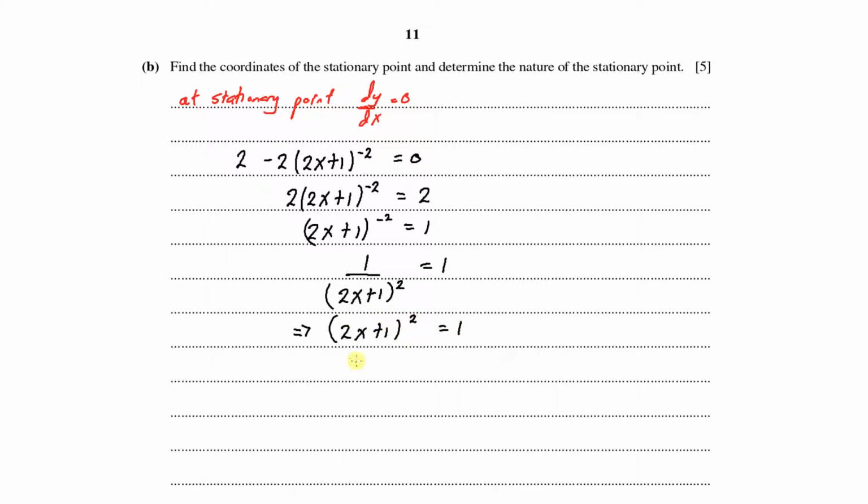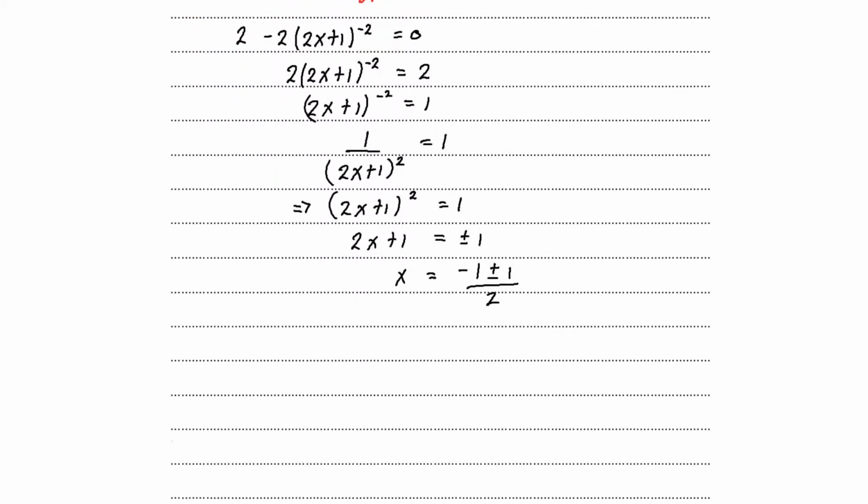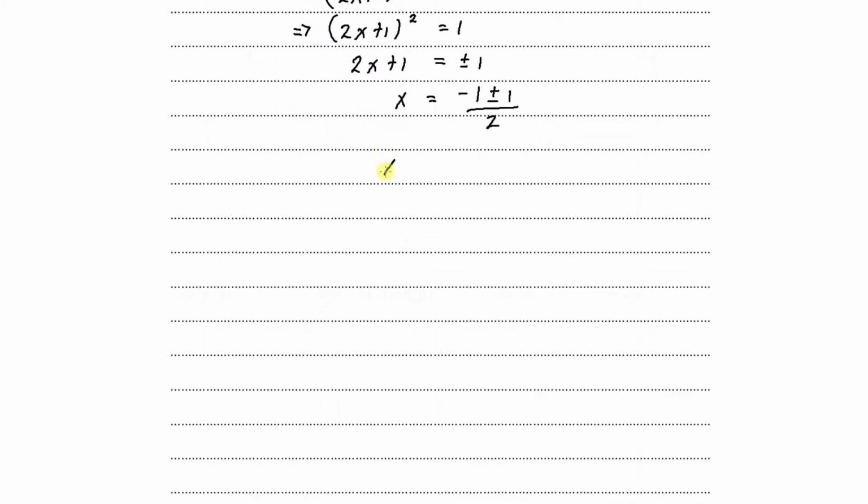If I square root both sides, I have 2x plus 1 equals plus or minus 1. Solving for x, we have minus 1 plus or minus 1, all over 2. So we have two values of x. The values of x are minus 1 minus 1 over 2, that's minus 2 over 2, so that's minus 1, or minus 1 plus 1 over 2. Now minus 1 plus 1 is 0, and dividing 0 by 2, we get 0.